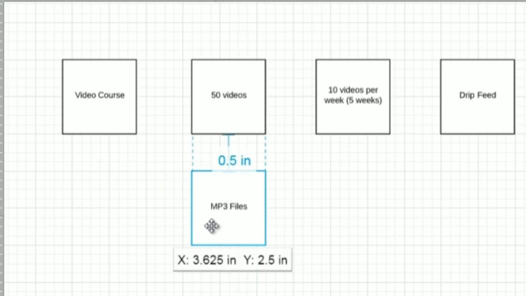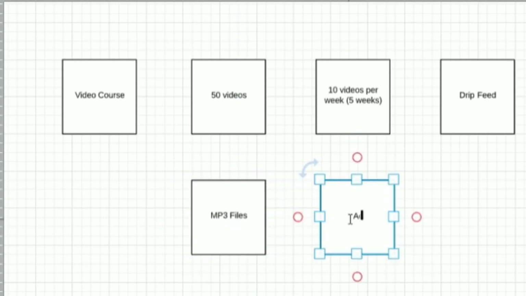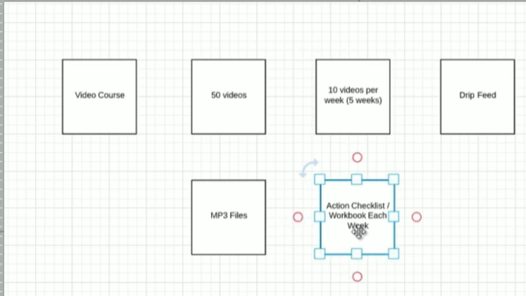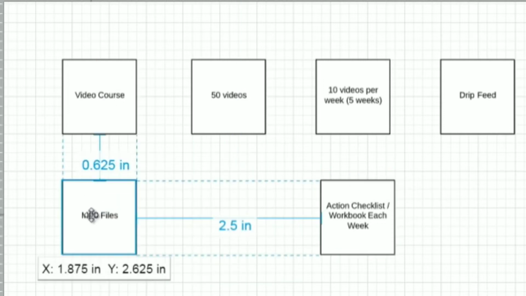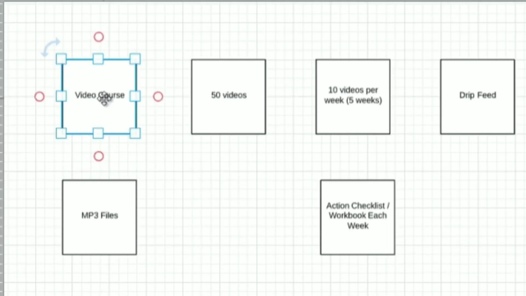And maybe to get them to actually complete the work, I'm going to include some sort of action checklist or workbook each and every week. So that means they get 10 videos per week, plus they also get this many things per week as well. So video course, MP3 files, those are just mediums. So if you can see here, I'm just kind of categorizing them. I'm not putting them in any order. I'm just getting all my ideas on here. All right, so think about it. Are we going to have like levels?